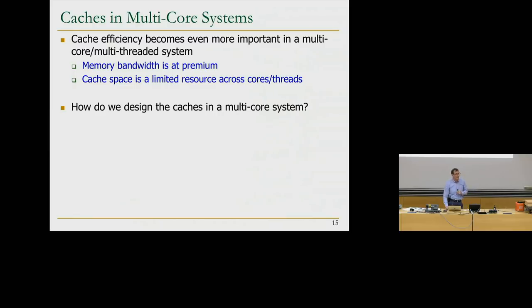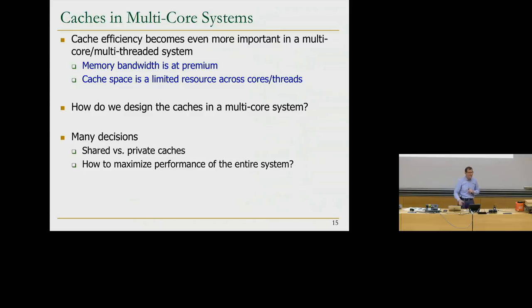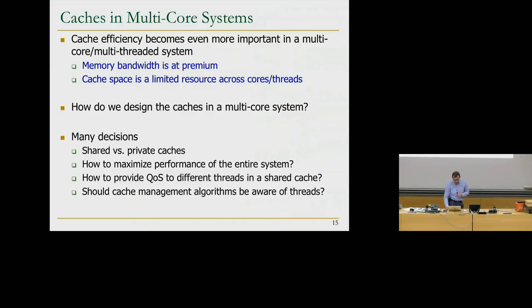So the key question people have been looking at is, how do we design the caches in a multi-core system? There are many decisions to be made here. Do you make the caches shared versus private across the cores or across the threads? We're going to look into that. How do you maximize the performance of the entire system if you have this sort of optimization problem? How do you provide quality of service to different threads? Because when different cores are sharing the cache, how do you ensure that one of them doesn't destroy the performance of another? I'll give you an example here, but we're not going to talk about a lot of solutions. You may imagine some solutions.